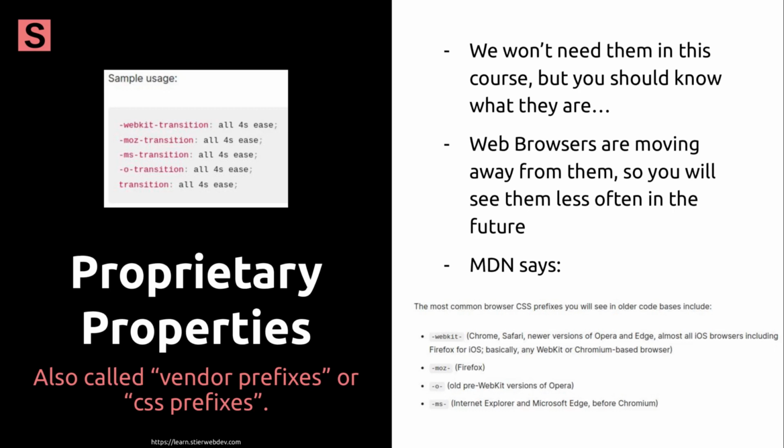Now what are proprietary properties? Well, proprietary properties are CSS properties that typically only work in a single web browser. You might also hear them called vendor prefixes or CSS prefixes. They aren't used as much anymore, but historically, new CSS properties were added to browsers with a prefix in front of the property for testing purposes. You can see some examples on this slide.